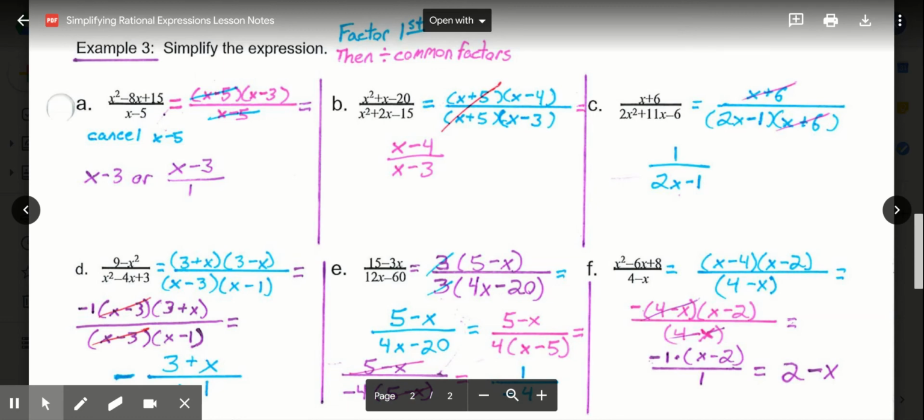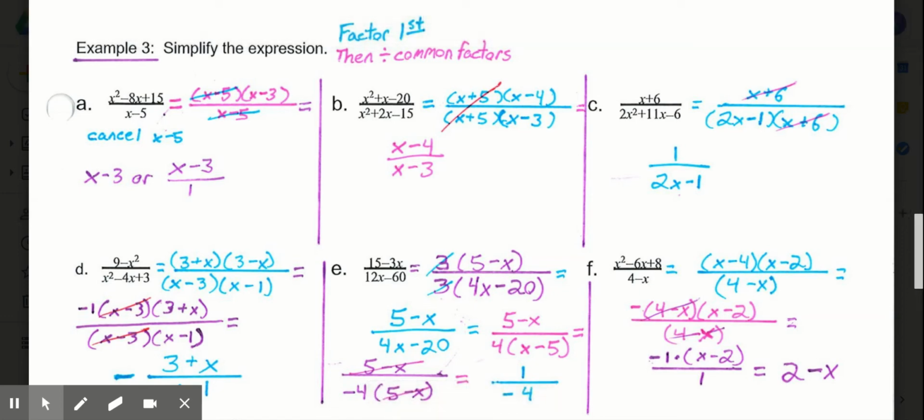In C, the top can't do anything with, so that's just x plus 6. Factor the bottom, and we have 2x minus 1 multiplied by x plus 6. Cancel out the x plus 6, so we're left with 1 on top over 2x minus 1.